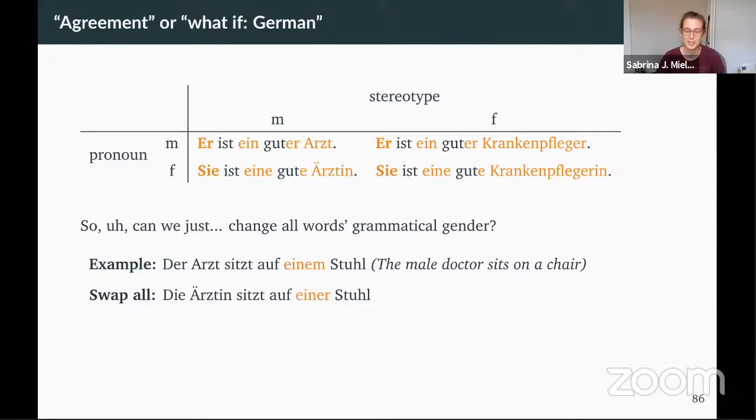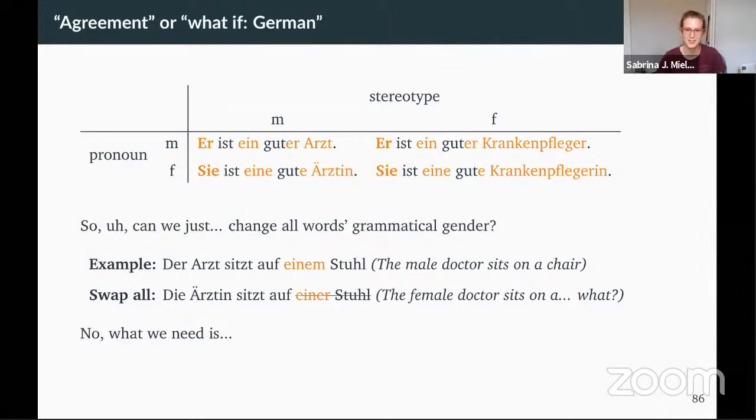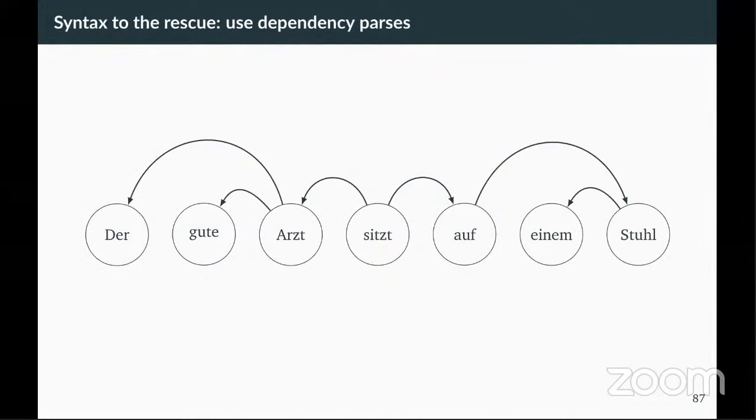And this doesn't work. The chair is male in German. It's intrinsic gender. It's like Spanish in that way. And so this sentence really doesn't make sense: the female doctor sits on a female chair. No, this is not possible. So how do we do this? How do we decide which words to inflect and which ones not? And so the answer is syntax.